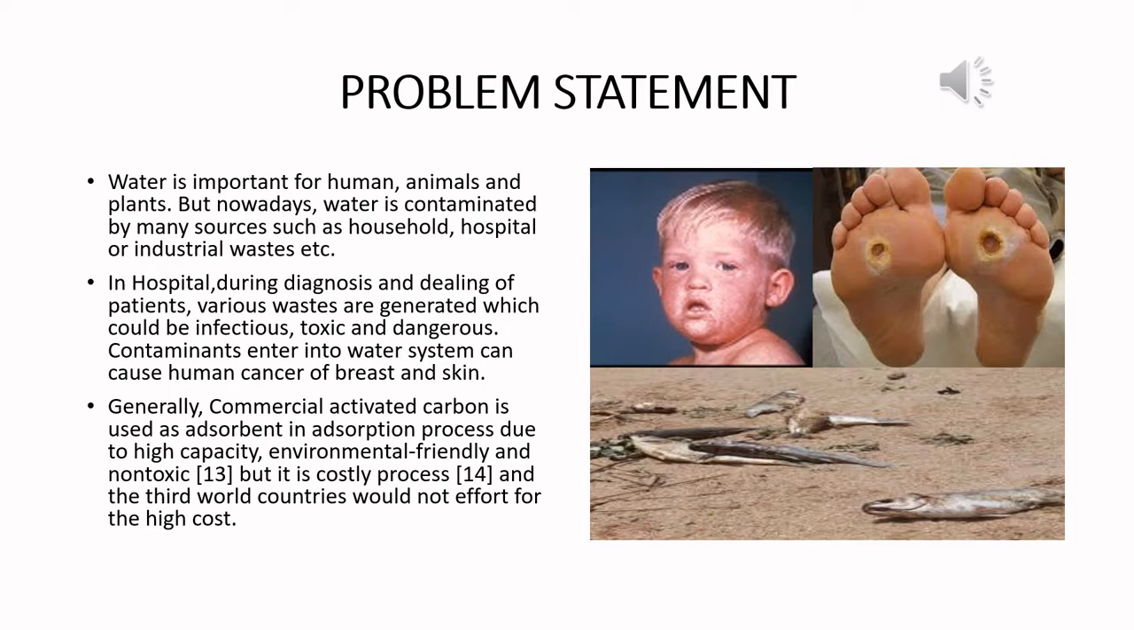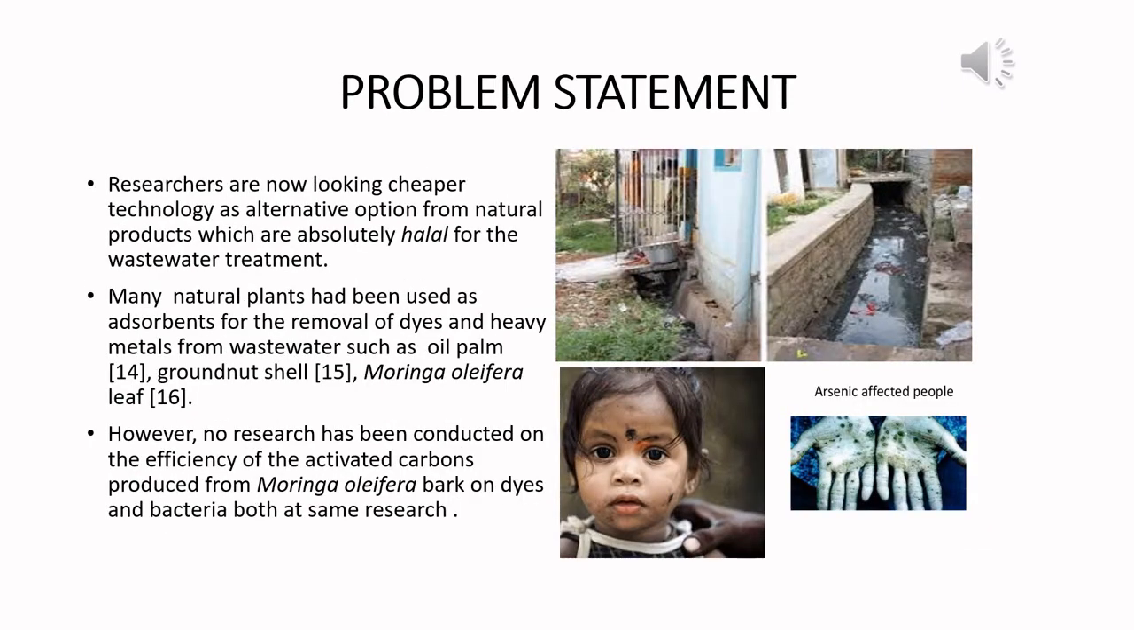Generally, commercial activated carbon is used as an adsorbent in the adsorption process due to its high capacity, being environmentally friendly and non-toxic. But it is a costly process, and third world countries cannot afford the high cost. Researchers are now looking for cheaper technology as an alternative option from natural products which are absolutely halal for wastewater treatment. Many natural plants have been used as adsorbents for the removal of dyes and heavy metals from wastewater, such as oil palm, coconut shell, and moringa leaf. However, no research has been conducted on the efficiency of activated carbons produced from moringa bark on dyes and bacteria in the same research.